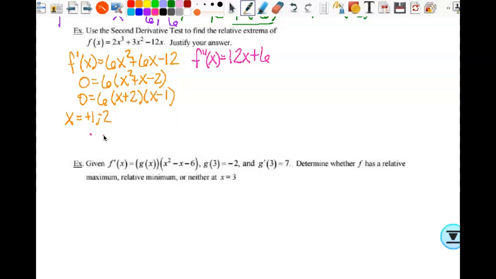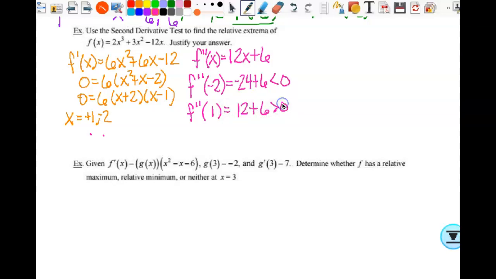So I need to do f double prime of -2. That's going to give me -24 plus 6, right? So I know that that is less than 0, and that's all I really care about. Or even if you just substitute it in and say, oh, clearly that's going to be less than 0. I mean, the math is not difficult, but whatever. So then we can do f double prime of 1, and that's going to be 12 plus 6, which is greater than 0.